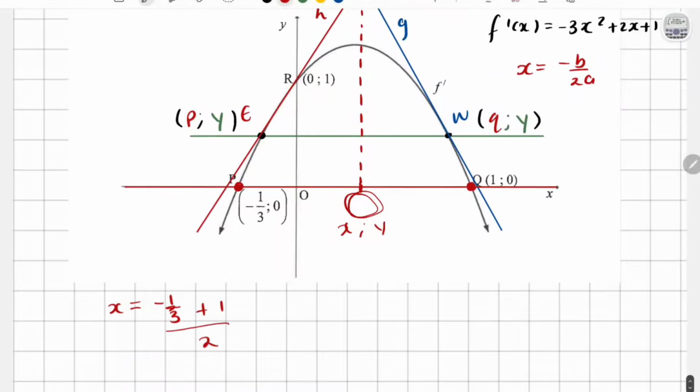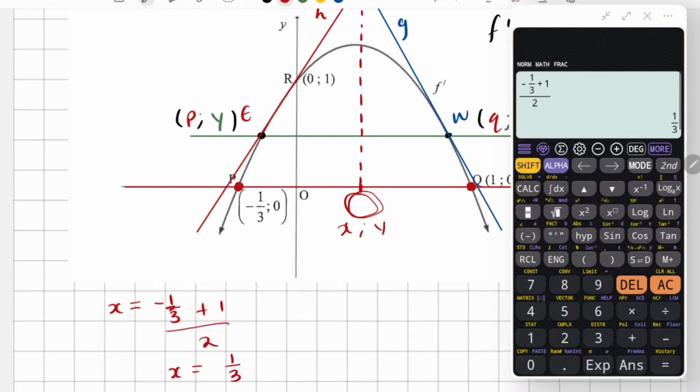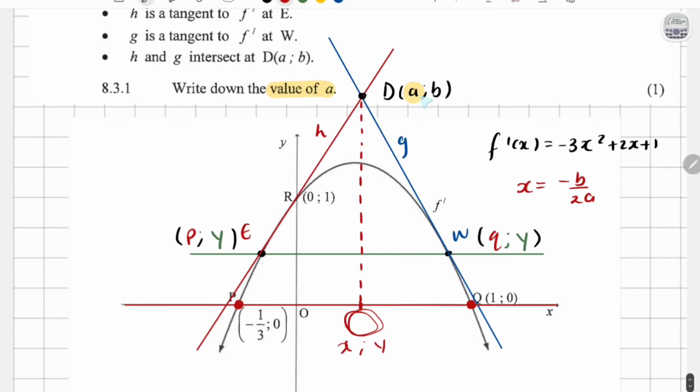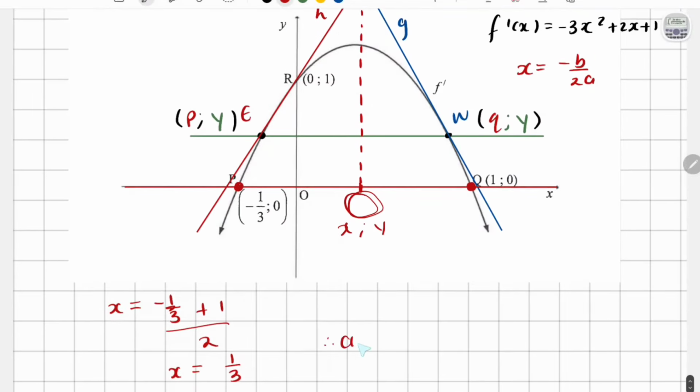Okay, so let's see what this gives us. As a fraction, that gives us 1 over 3. So it means that x is equal to 1 over 3, and that is the x value of this point, which is a. So it therefore means that a is just equal to 1 over 3.